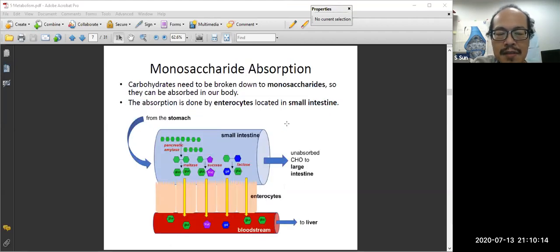So for example, here, this one here, enterocyte, one here, one here, one here, one here. On the membrane, we have the enzyme to break further apart these disaccharides to become monosaccharides, and then they can be absorbed. This is the slide we used earlier, but we only talked about the carbohydrate at that time. Here we know carbohydrates are absorbed in the small intestine via enterocytes into the body.